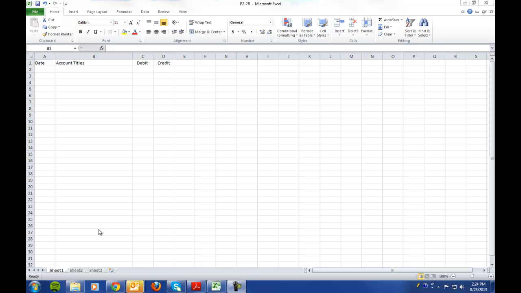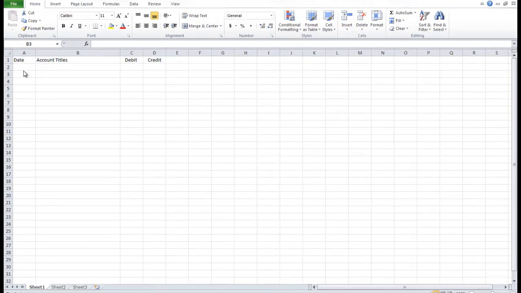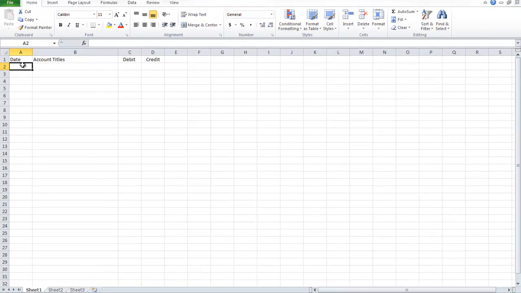Problem 2-2B. In this problem, we are going to go through transactions for the month of May for Iris Beck, who is a licensed CPA. So we will first journalize the transactions, then post them to each individual account, and then prepare a short trial balance. So the first date is May 1st, and it says Beck invested $20,000 cash in her business.